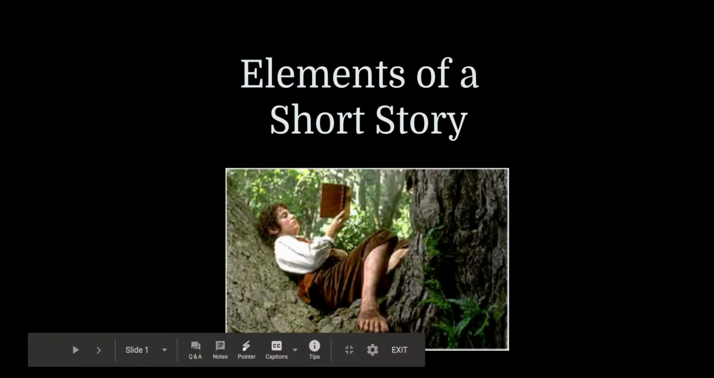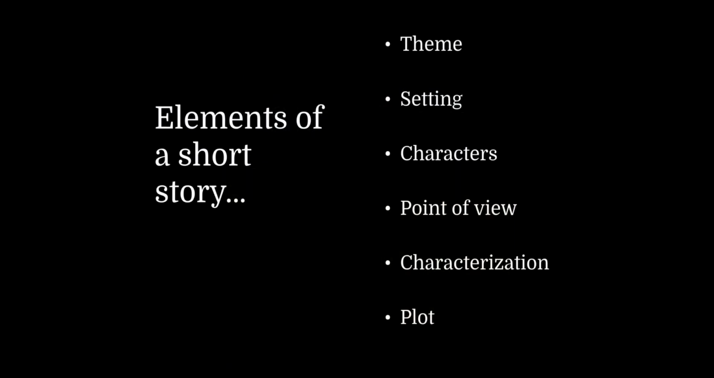Elements of a short story. There are 6 main elements of every short story. In fact, any story. Theme, setting, characters, point of view, characterization, and plot.